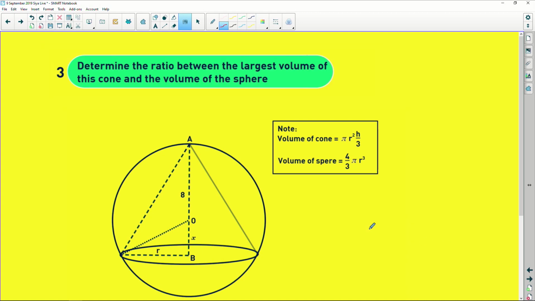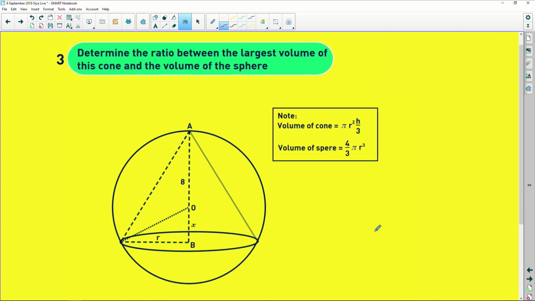And then the last question for this particular question from Kabelo says, determine the ratio between the largest volume. I need to underline some important things here. Number one, the largest volume of this cone. Number two, they mentioned the issue of ratio. And the last part is the volume of the sphere. So I want the ratio between the largest volume of the cone and the volume of the sphere.